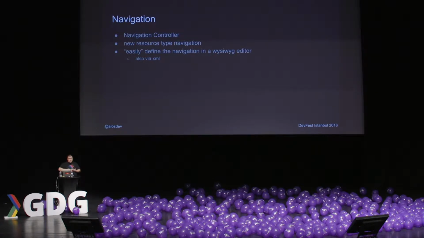Therefore, you need the navigation controller. That's the main thing. Then they introduce a new resource type. It's called navigation. And you can easily define all your stuff in the navigation UI editor, which is WYSIWYG. So what you see is what you get. Of course, you can still do it with the XML editor. And at that point, it's a little bit better than with the ConstraintLayout editor. You don't create mess in the XML, which can be cumbersome to work with later on.